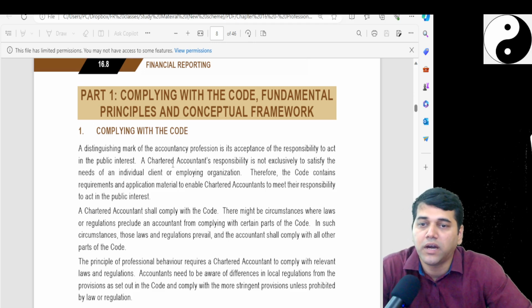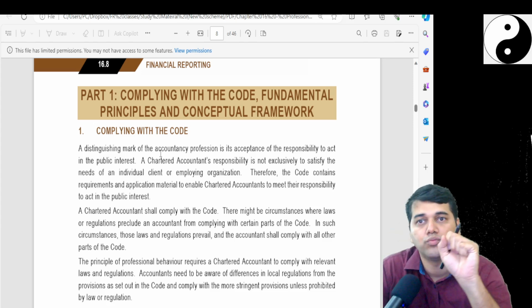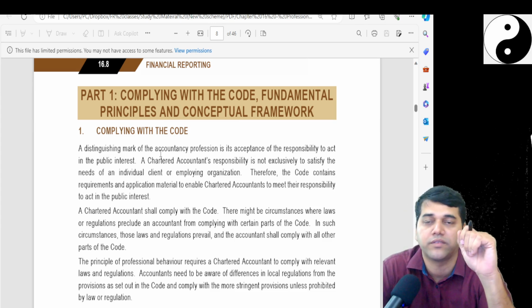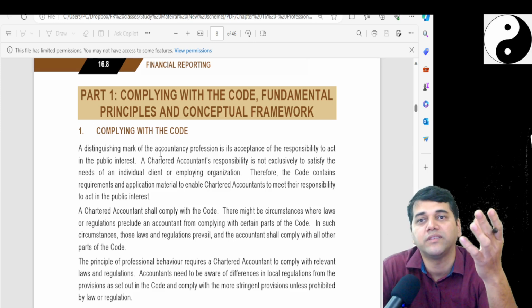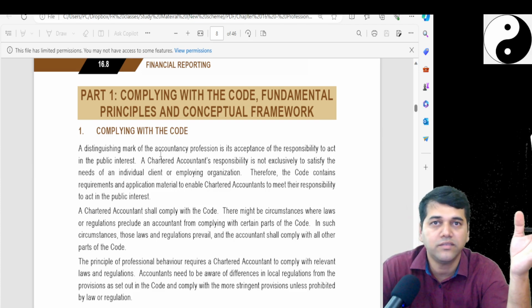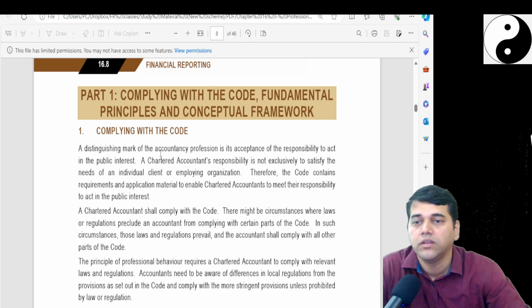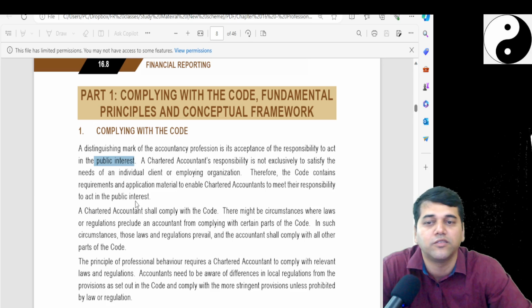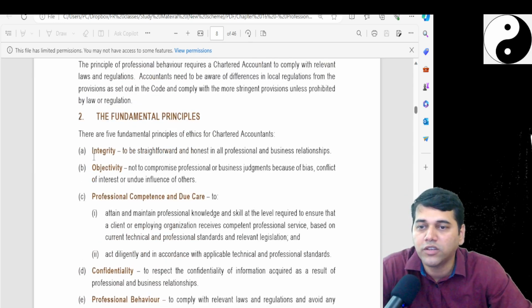Okay, so distinguishing mark, independence is not a fundamental principle, it is not included among them. Because the 5 things are within you. Independence is something which you have to show to outside parties. It is not a fundamental principle. The first five things reflect your personality, who you are. Independence depends upon the environment, what you need to demonstrate. Now, the distinguishing mark of the accountancy profession is the responsibility to act in the public interest. This is what everyone says if you listen to the top people. So, you have got these 5 principles.